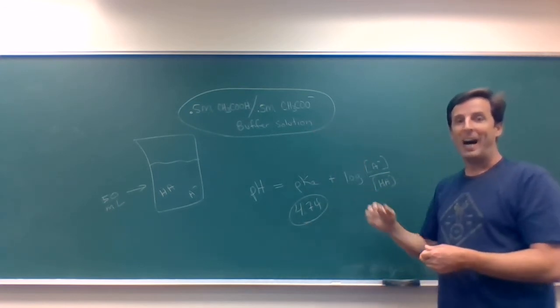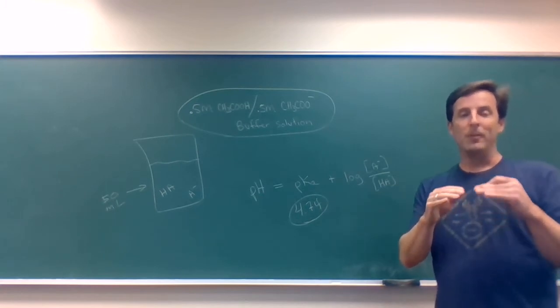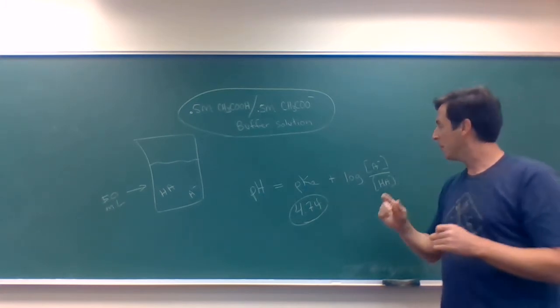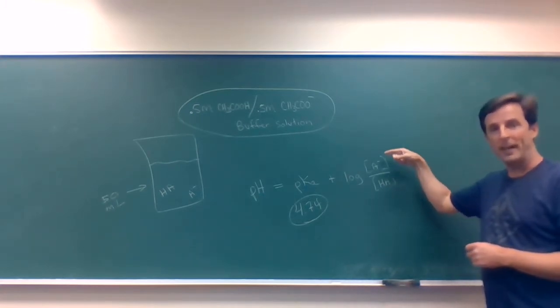Okay? Now, I can adjust the pH of the buffer up or down a little bit by playing with the ratio of A minus over HA.